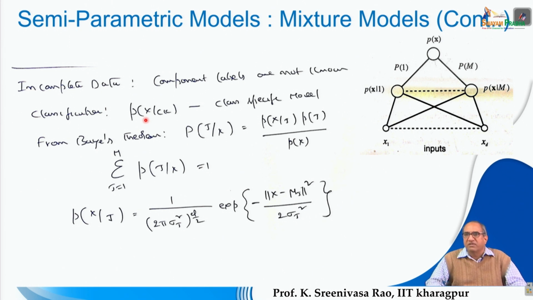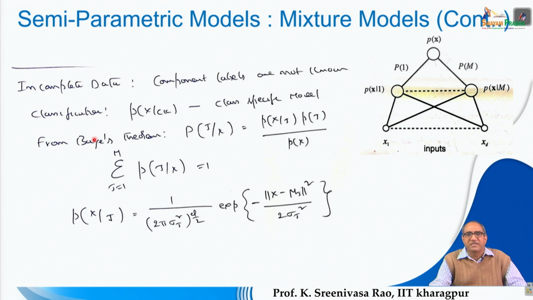Likewise for the other class also. So the class labels are available, and we build a class specific model. But in this case we do not know which component the corresponding data vector belongs to. That is the problem in modeling with the semi parametric approaches.